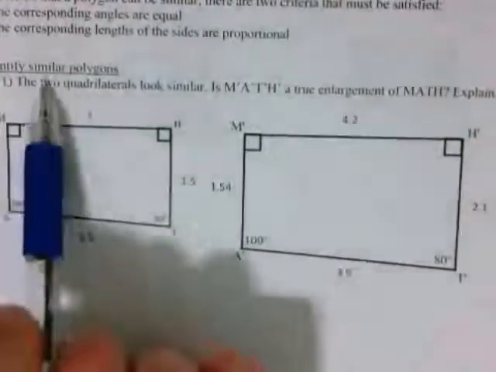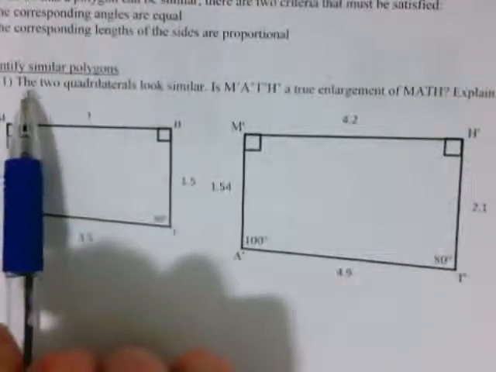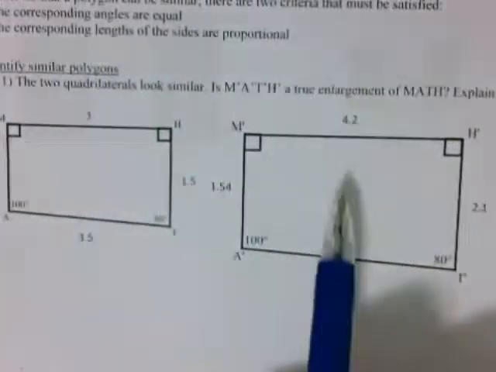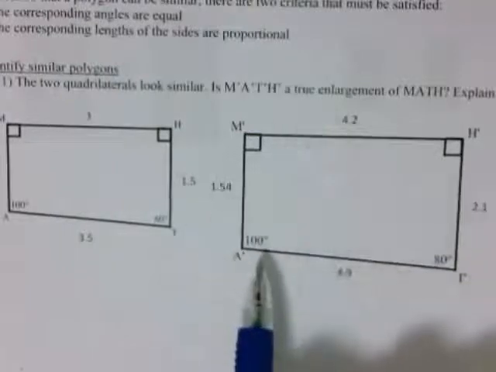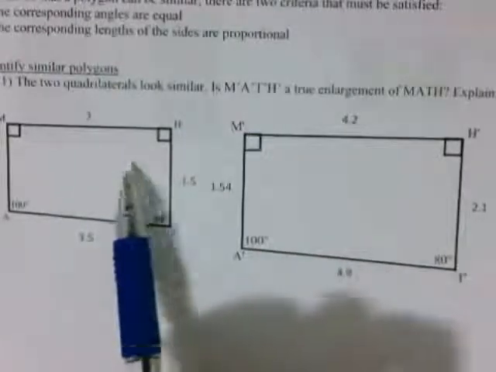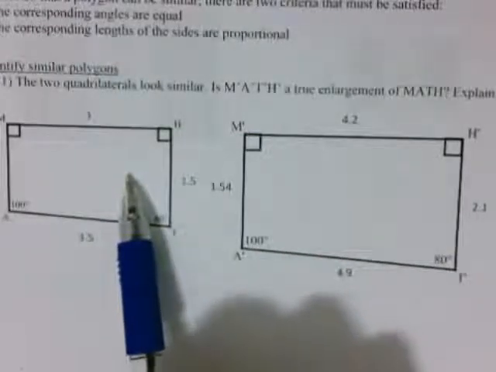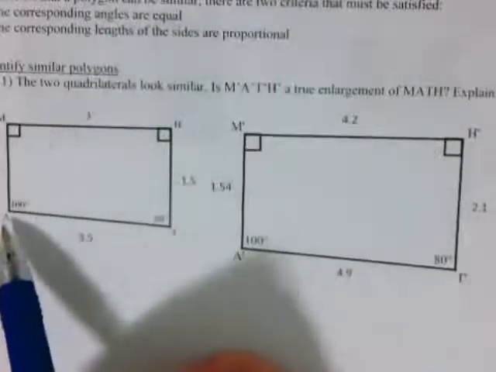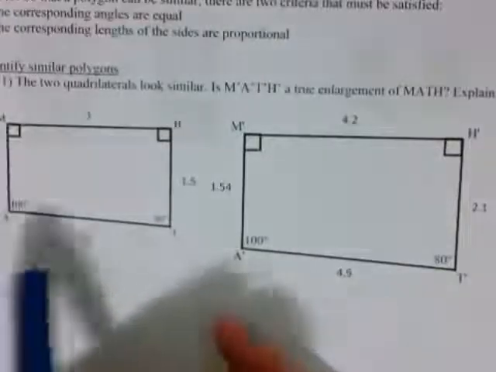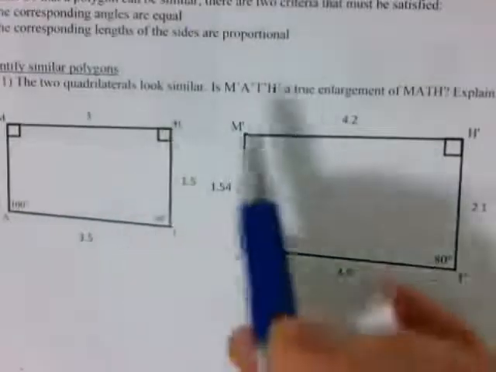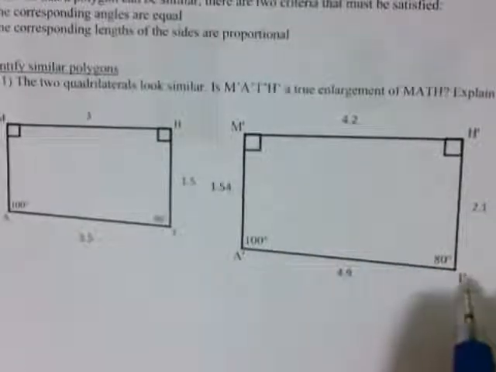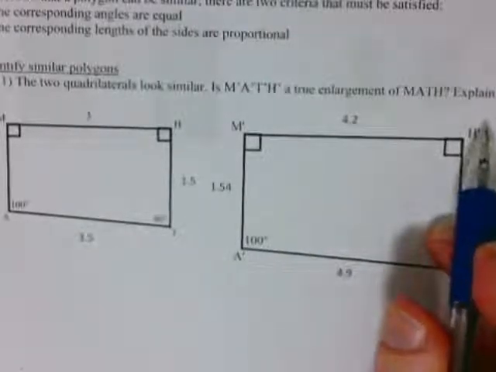So that all being said, all we want to know is the following question. If you identify similar polygons, are these two shapes, they look similar, but are they actually, is this polygon actually a true enlargement of this polygon right there? And you have to explain. So if you look at the 4 corners here, this is M, A, T, H. And then we have this M apostrophe, A apostrophe, T apostrophe, H apostrophe.